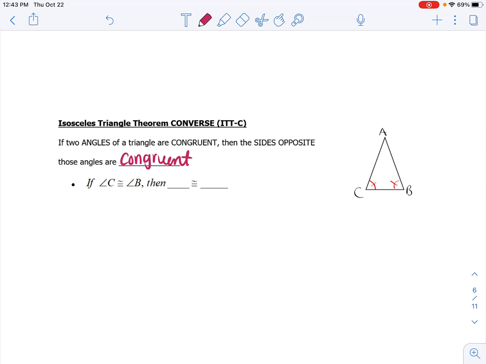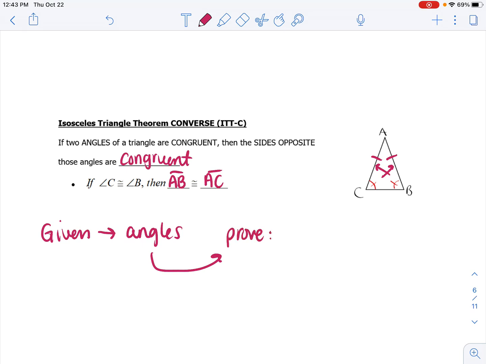Sorry, I skipped that last problem. I'm going to fill this in and then go back to that last slide. So if we know that angle C is congruent to angle B, then we know that AB is congruent to AC. We're given information about the angles, and then we can prove stuff about the sides.